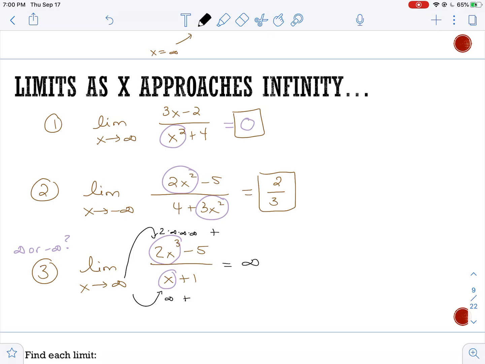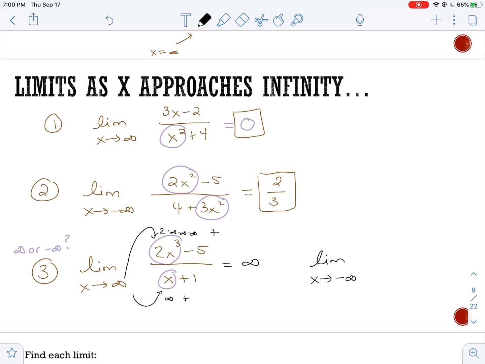And if I plug in positive infinity down here, that's going to generate a positive number. And a positive over a positive is positive. So since the numerator wins, my answer is either going to be infinity or negative infinity. And in this case, it'll be positive infinity.